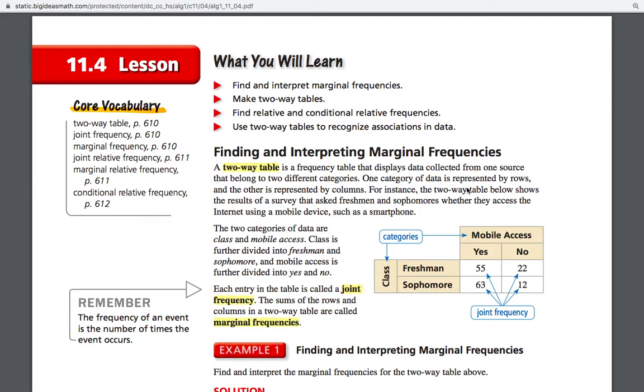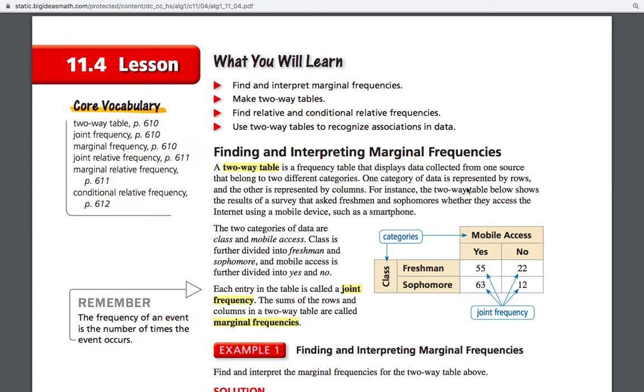A two-way table is a frequency table, meaning it shows how often something occurs in our data set, what the frequency of it is. But we're talking about more than one question: data collected from one source where they ask more than one question. So you're asking one group of people, but you're asking more than one question. And it allows us to separate the data a little bit more.